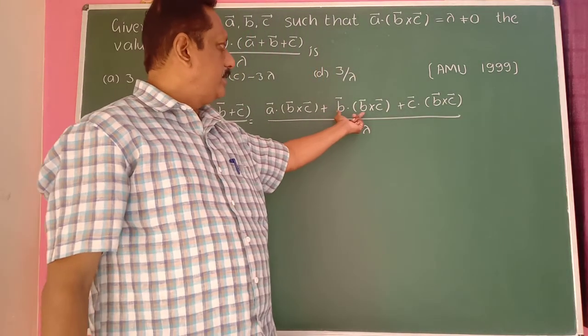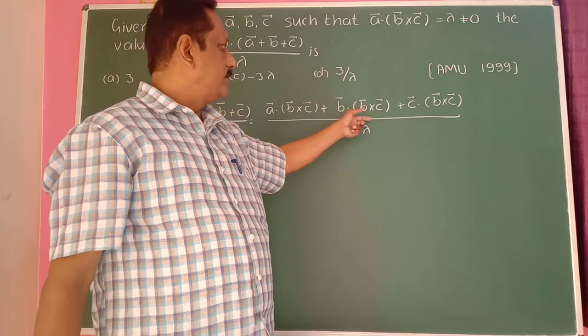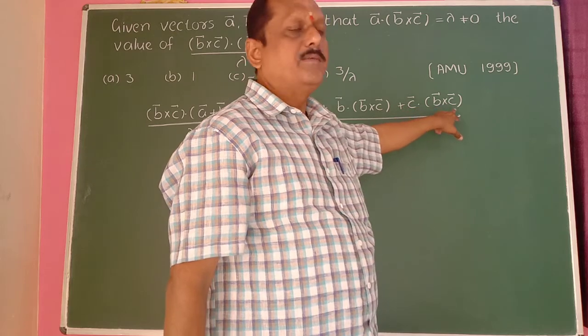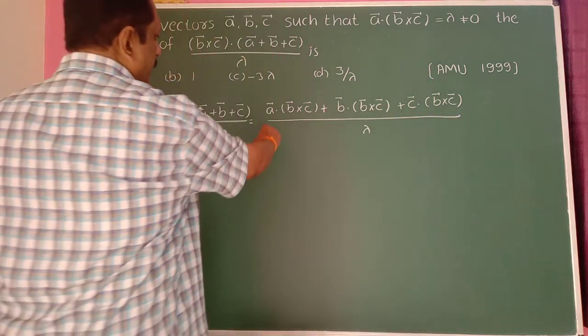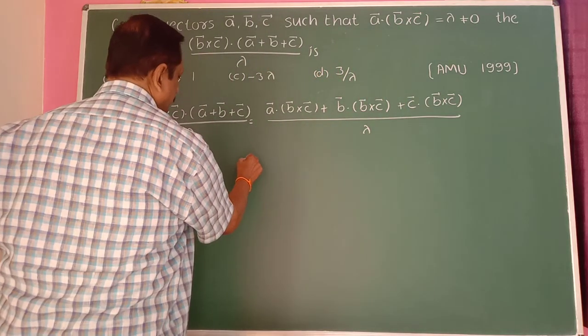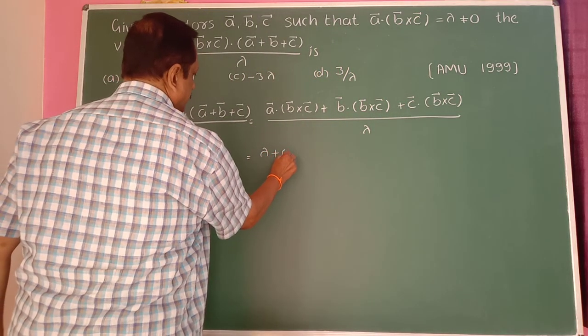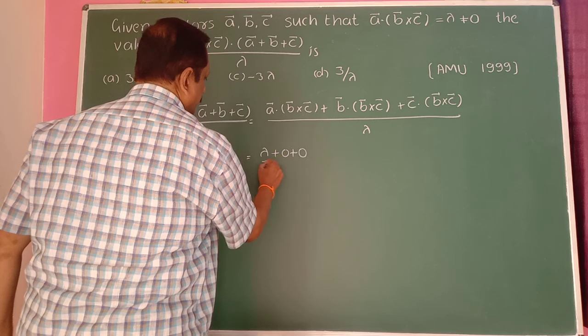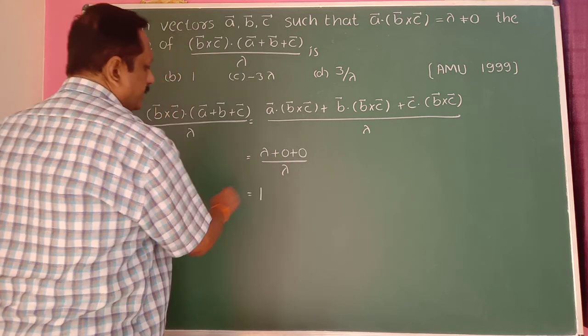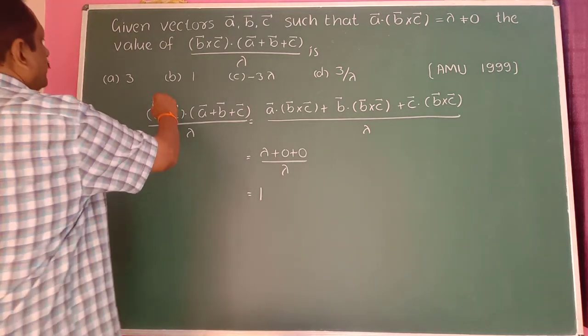Here two vectors are identical, so this becomes 0. Here two vectors are identical, so the scalar triple product becomes 0. And here A bar dot of B bar cross C bar is lambda, as already given. So lambda plus 0 plus 0 divided by lambda. Therefore, lambda and lambda cancel. The remaining is 1 here. So B is the answer.